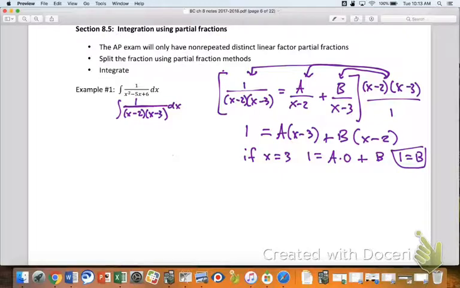Okay, so if I found my b, which is good. If I wanted to find my a, I need to do a different evaluation. I need to say if x equals 2. That'll get it done. So I'm going to say if x equals 2, then I get 1 equals a times negative 1 plus b times 0. So we made the other term go away. So this is kind of your standard partial fraction method for these most simple types.